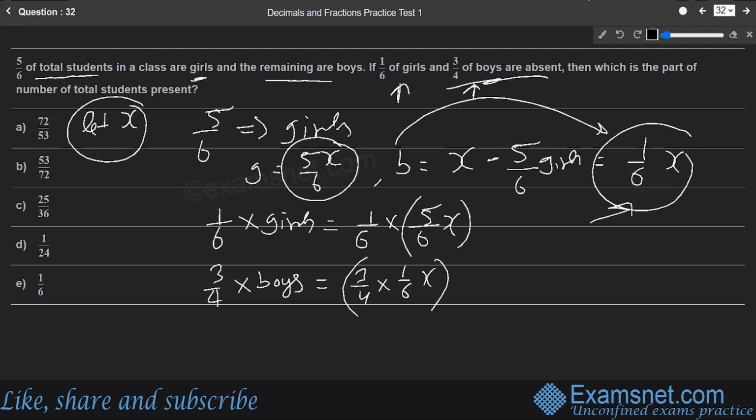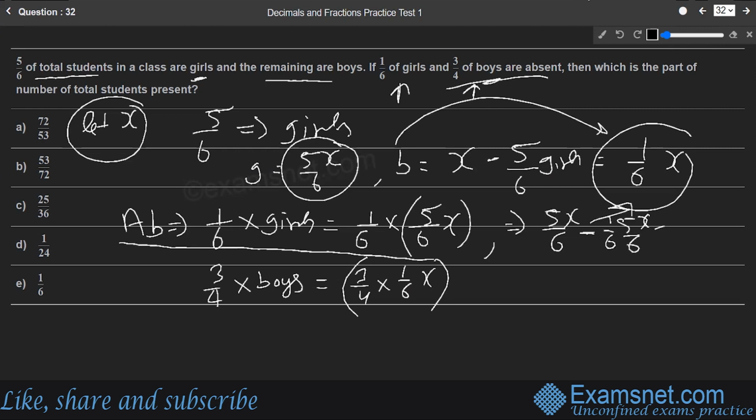Then the part of the total number of students present is asked. So the absent students are these, and the absent girls are this. How many will be the present girls? It will be total girls minus the absent girls. Total girls were 5x by 6. Absent girls were 1 by 6 of 5x by 6. If you subtract this, you reach 5 by 6 of 5x by 6. This is the strength of the girls present there.